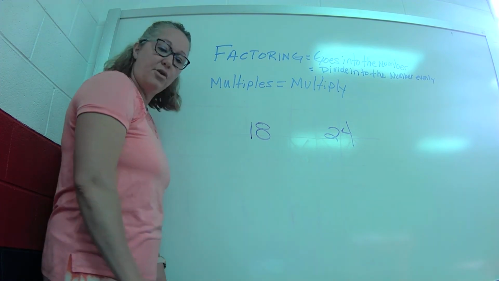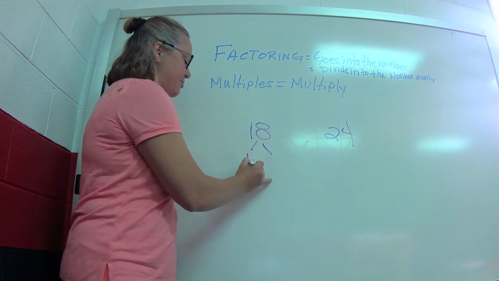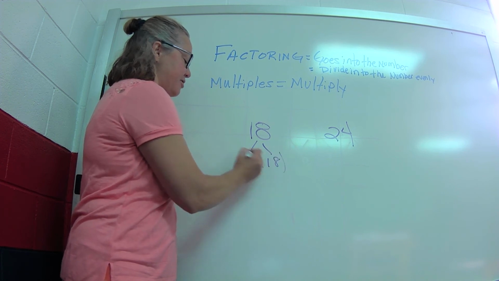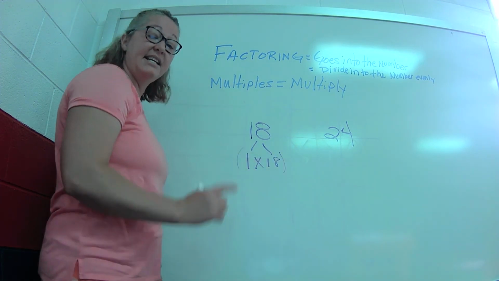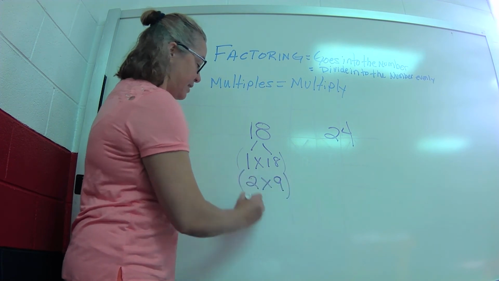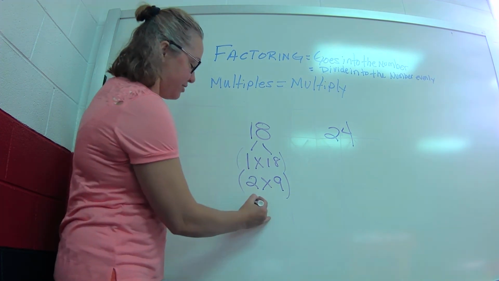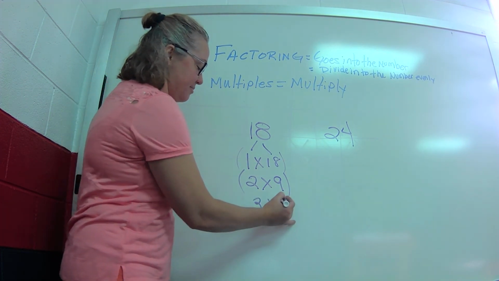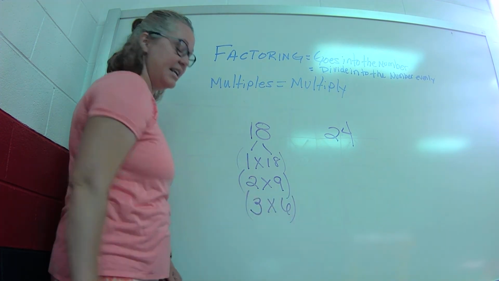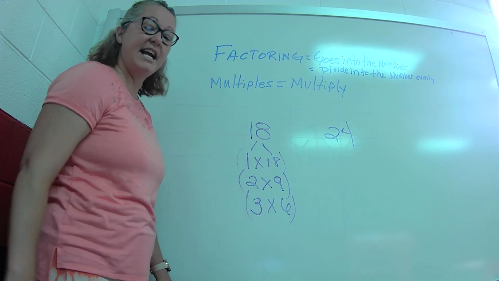Okay, so what equals 18? What do we start with? That's right, 1 times the number, so 1 times 18 is our first factor pair. 18 is even, so that would be 2 times 9. If we added 8 and 1, we get 9, so we know 3 goes into it. So 3 times 6. Does anything else go into 18? No, we have factored 18 out.